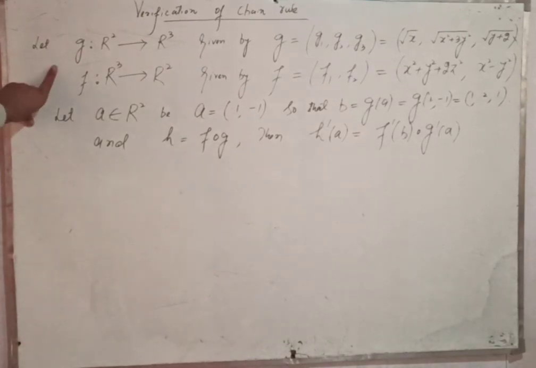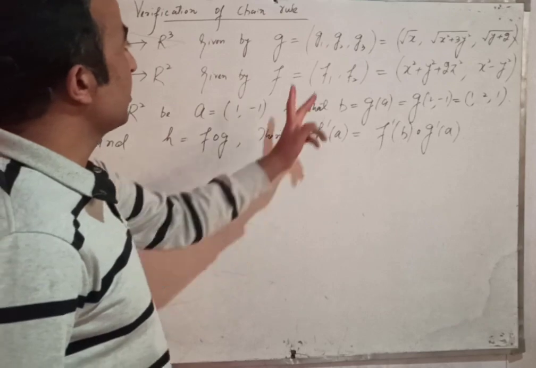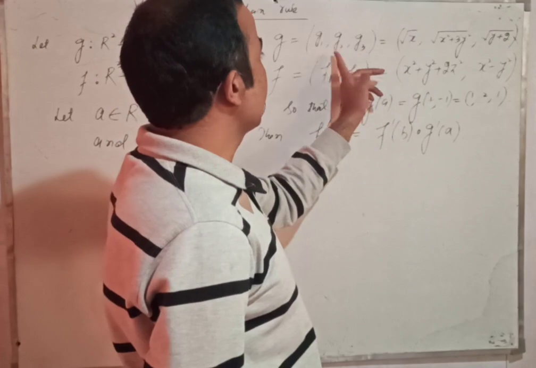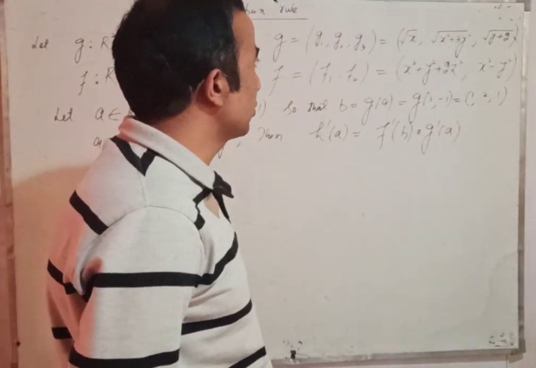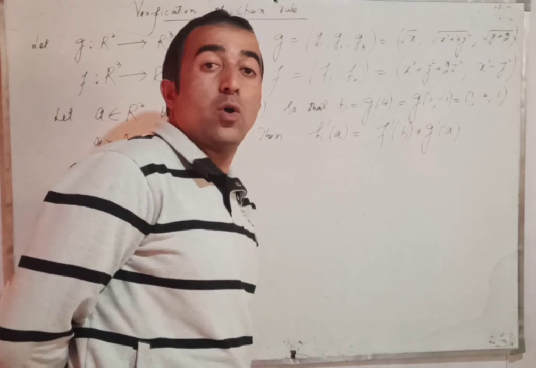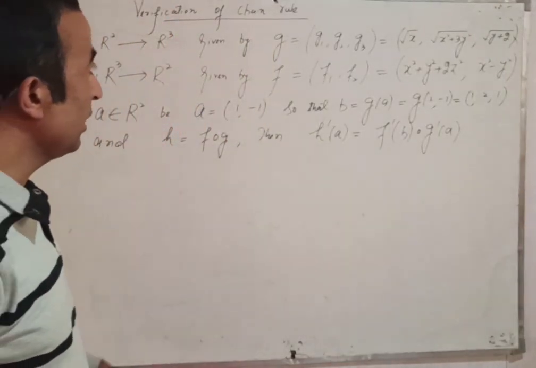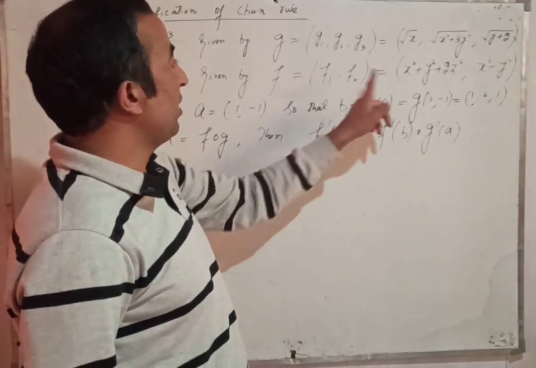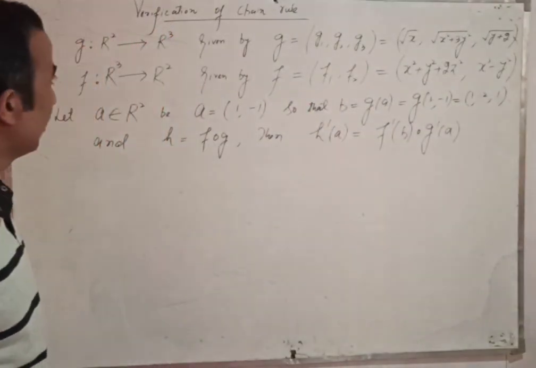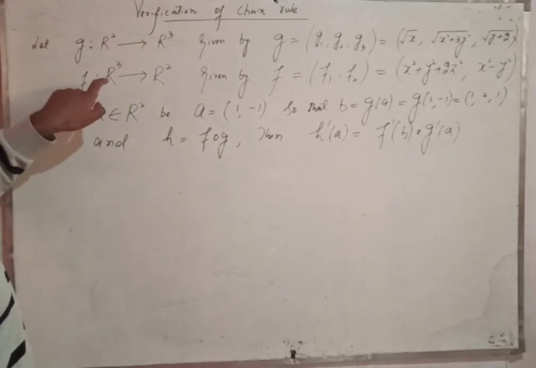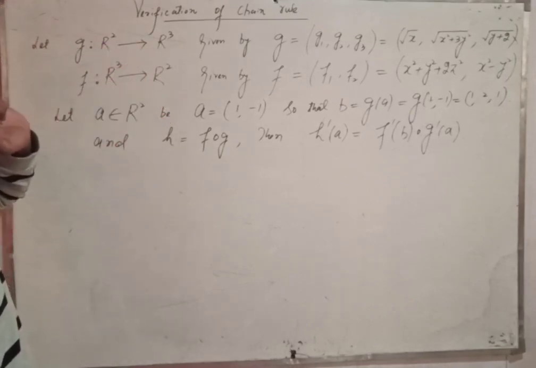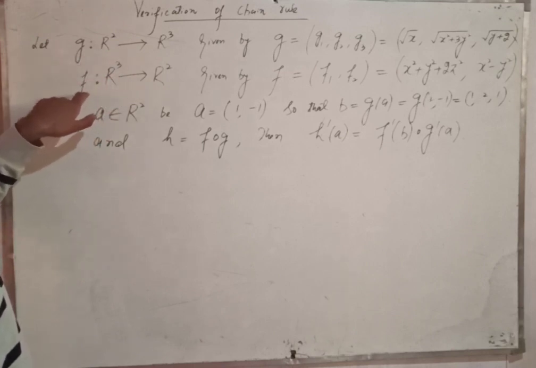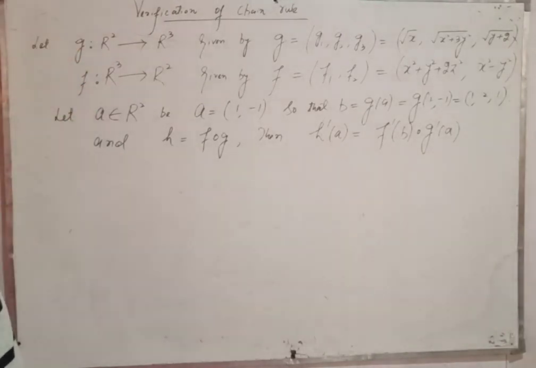I will choose this example. I suppose G is from R square to R cube given by this one. I write it in vector form here, G1 to G3. So our G1 is root of x, G2 is square root of x square plus 3y square, and G3 is y plus 2. Similarly, f is from R cube to R square, given by f1, f2, where f1 is this function, f2 is this function. Now, g is from R square to R cube and f is from R cube to R square. You will have a composition f operation g that will be from R square to R square.